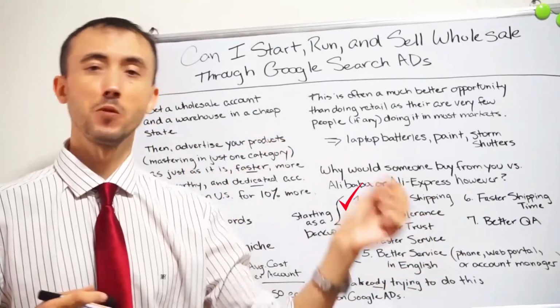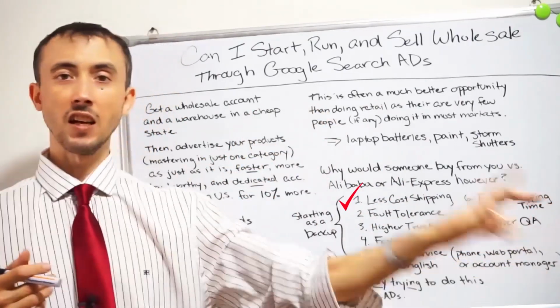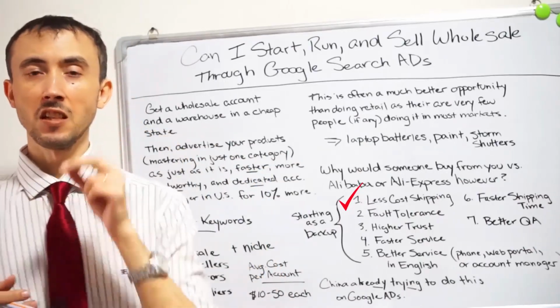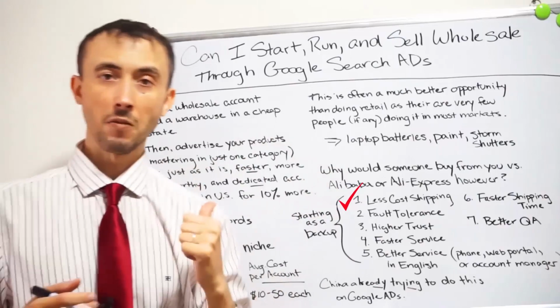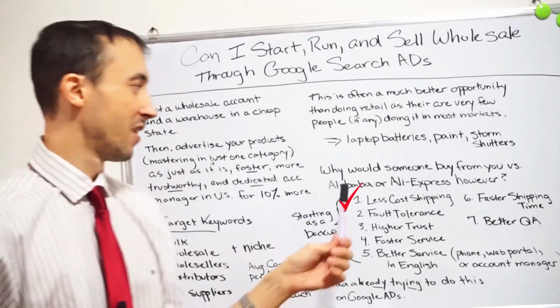Obviously, you have to buy from China. And by the way, if this wasn't known, all you're doing is buying from China, and then instead of the retailer needing to buy from Alibaba, they're just buying from you. So you're literally the middleman, or middlewoman, if you want to call it that.